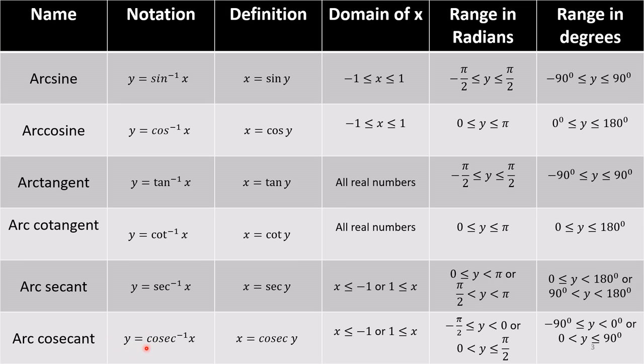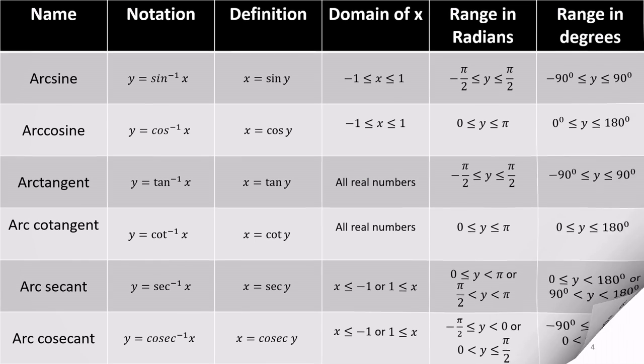Arc cosecant also: y is equal to cosecant inverse x or x is equal to cosecant y, where x should be less than or equal to minus 1 or 1 should be less than or equal to x. Therefore, the range is minus pi by 2 to 0 or 0 to pi by 2. These ranges are given. Please note them down very clearly.